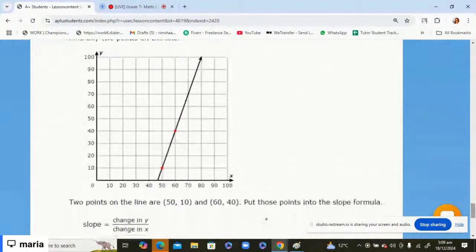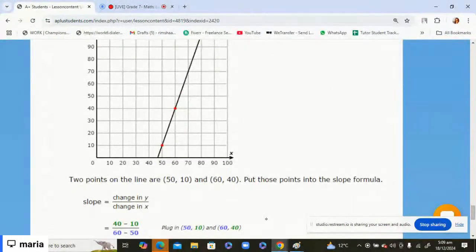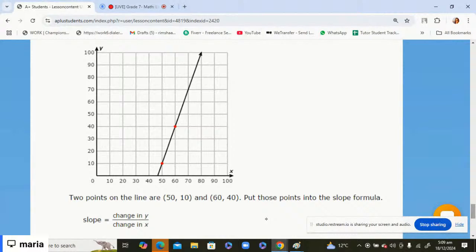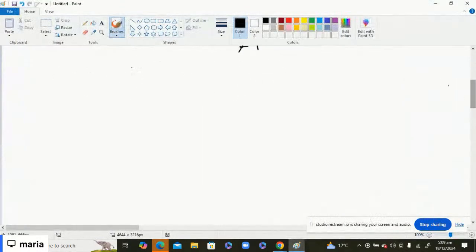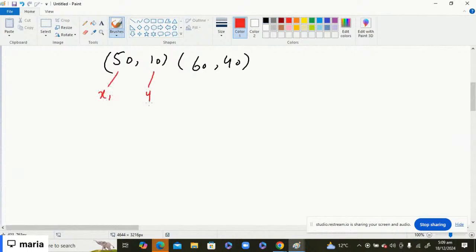So here are some bigger values. Let's take 50, 10, 60, 40. Now as we know, this is your x1, this is your y1, this is your x2, and this is your y2. So what is the slope?